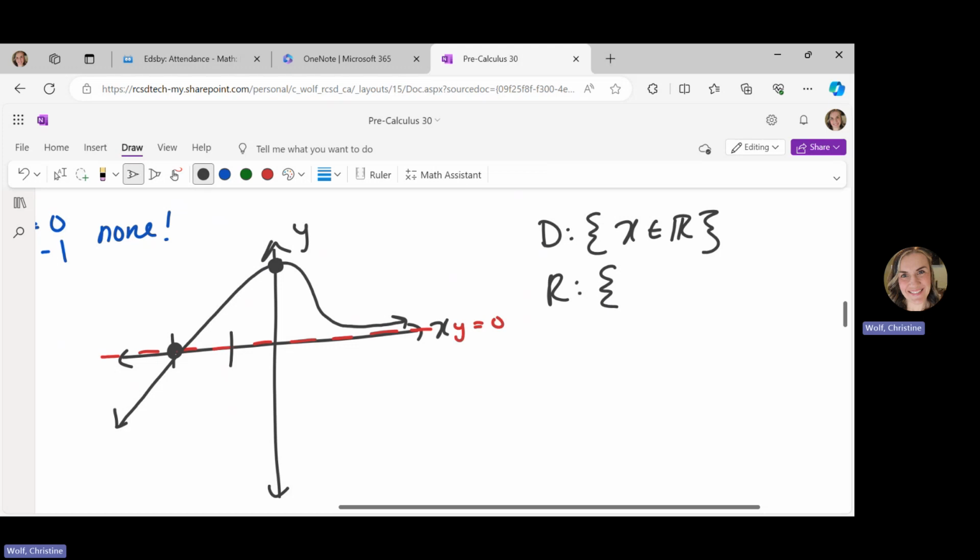Okay, it's also not all real numbers because it stops at 4, right? That's as high as it goes. So your range here would be y is less than or equal to 4. That's your max. It's almost like a parabola that got drunk. So it started at 4, went one way, the other way, and your other numbers are an element of reals.